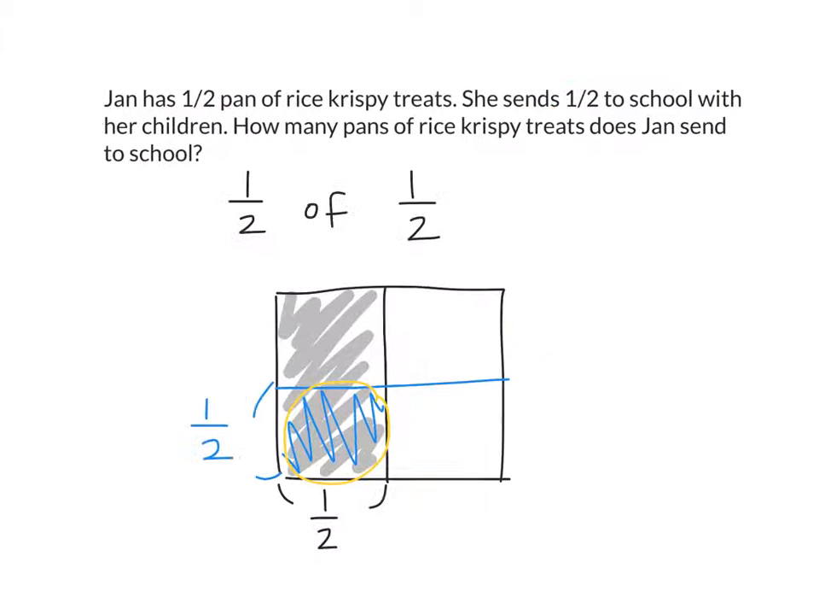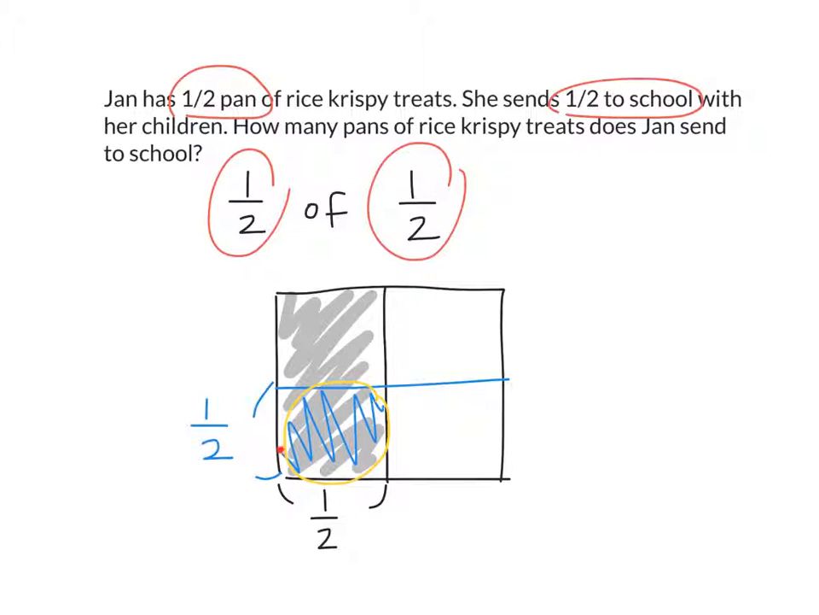No. This time, Jan has only half a pan of Rice Krispie Treats. She's still going to send half of it to school with her children. We want to find out how much she's sending to school with her children. So this time, we know that she has a half pan that she's starting with, and she's still sending half of it to school. So we're doing half of 1/2.